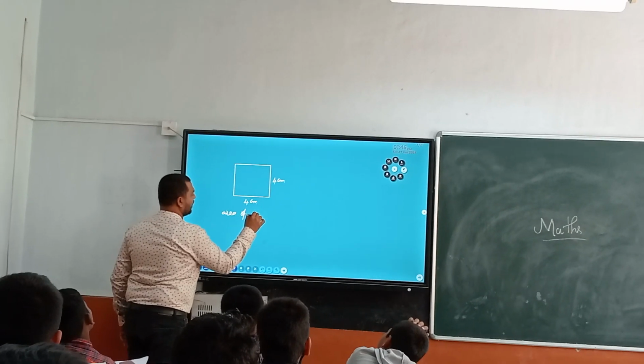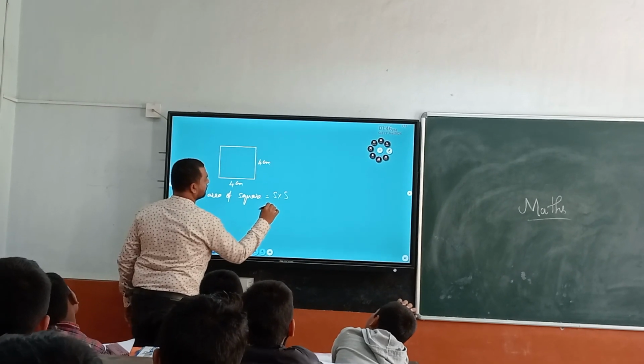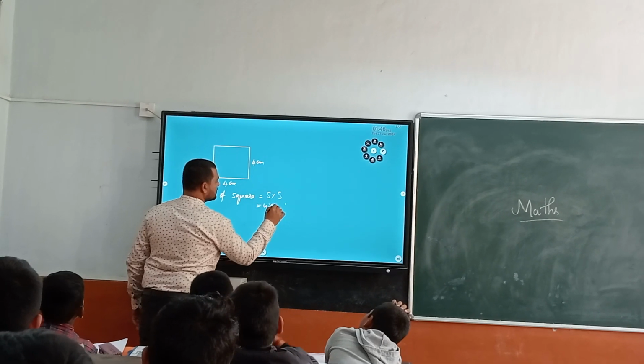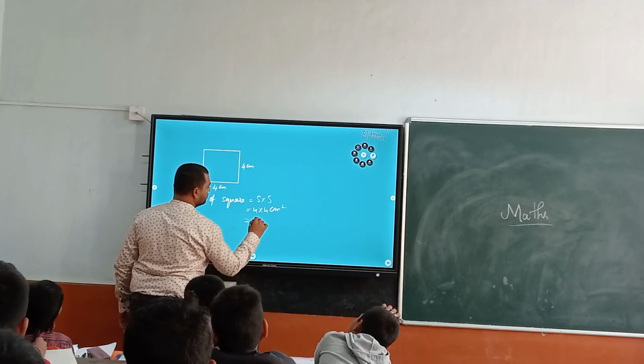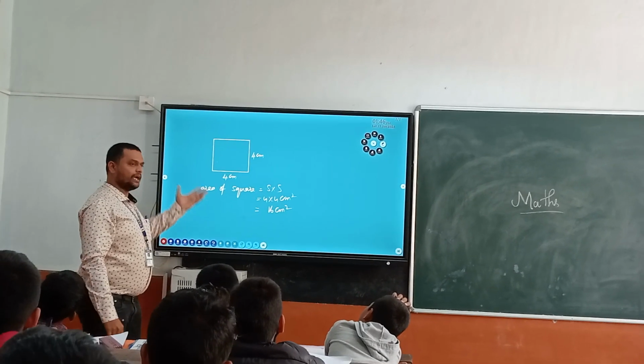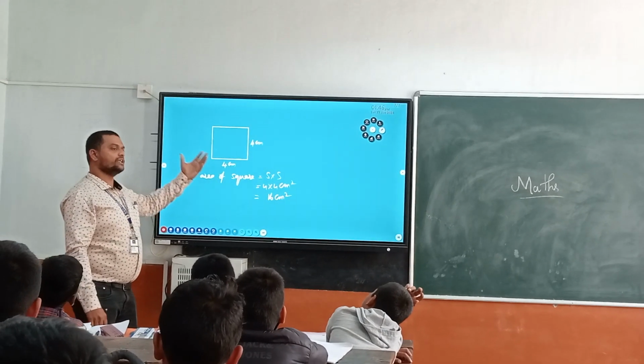Area of square, as we know the formula, is side into side. What is side into side? Nothing but 4 into 4, 4 into 4 is 16 centimeter square. That is the area. And we need to find out these known shapes also using the grid boxes.